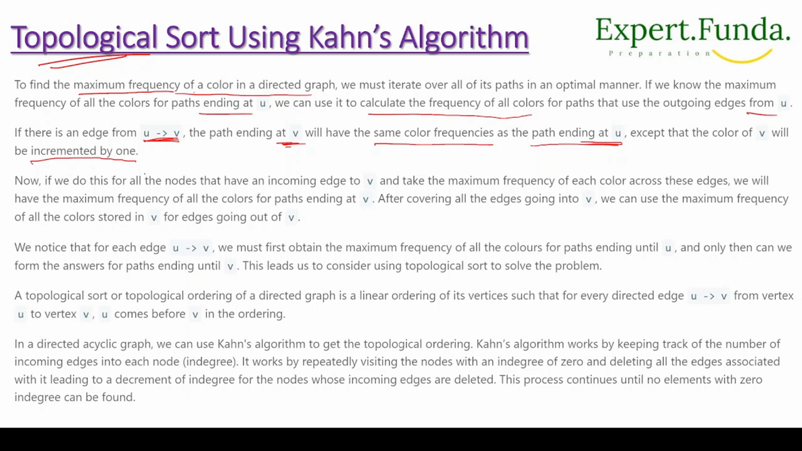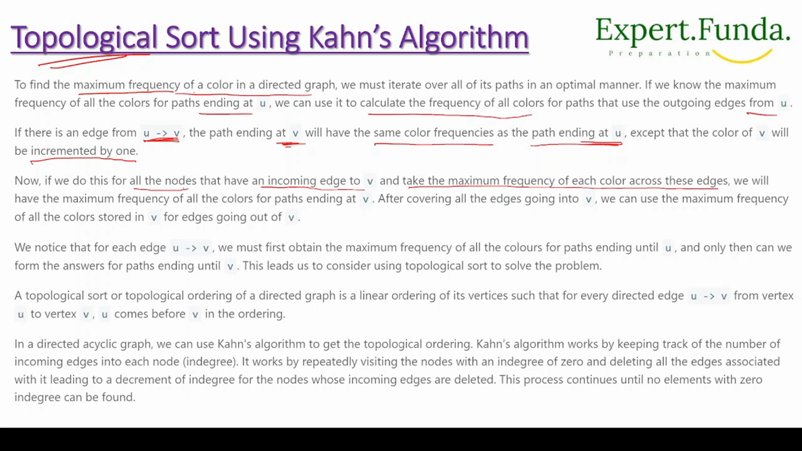So now if we do this for all the nodes, what will happen? If we do this for all the nodes that have an incoming edge to v, we will take the maximum frequency of each color across these edges.